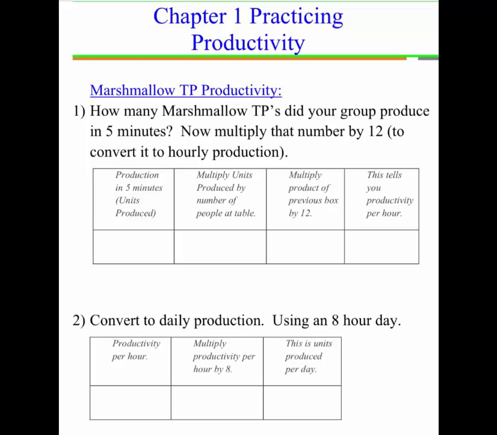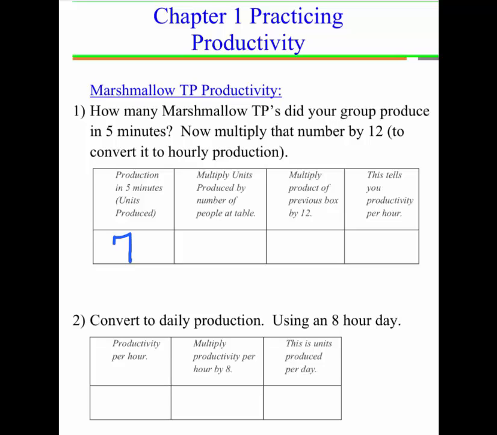And so what I'm going to do now is go ahead and note on here that we were able to actually produce, say, 7 in 5 minutes, because that's the way I had done this in class. Most groups didn't actually make 7, but we're going to use 7 for purposes of demonstration.